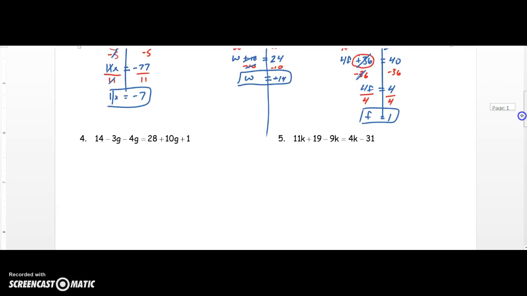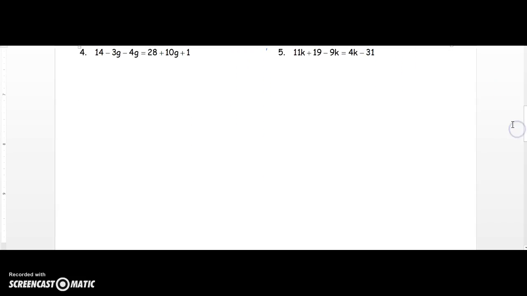If you think about what you're doing before you actually do it, it is not difficult. It's just actually trying to figure out what you have to do first. Number 4. What do we have to do first? Combine like terms and distribute. So distributing, no, but combining like terms, yes.